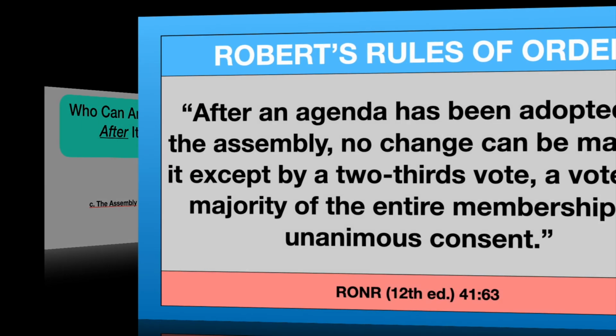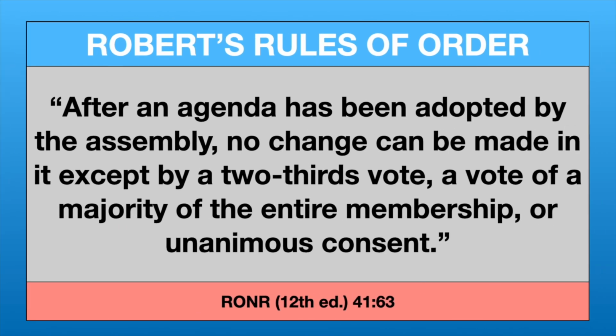Robert's Rules of Order has this to say on the subject. After an agenda has been adopted by the Assembly, no change can be made in it except by a 2/3 vote, a vote of a majority of the entire membership, or unanimous consent. So it does take more than a majority vote, but the agenda can still be amended after it's adopted, showing once again the power that the Assembly retains over its own meeting.